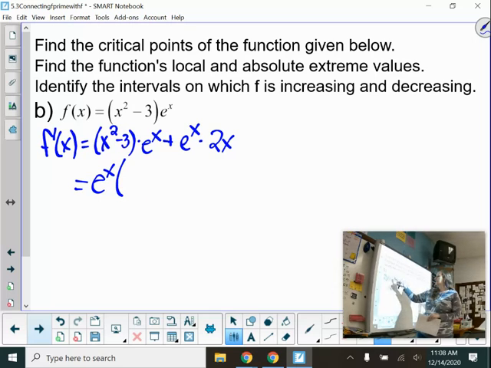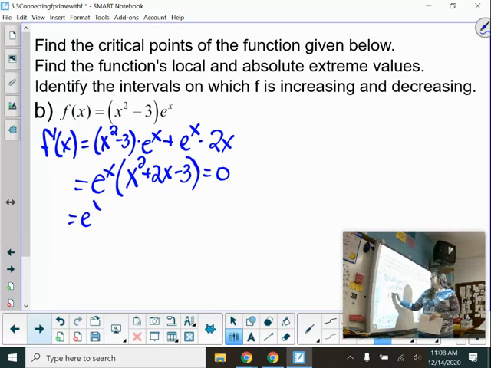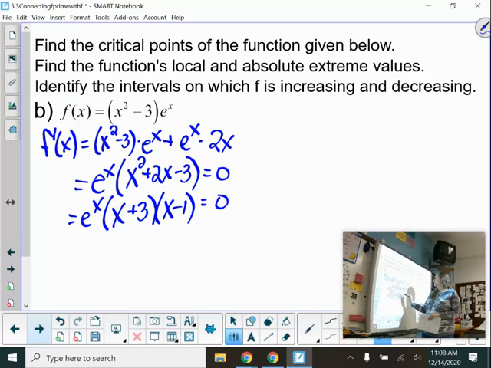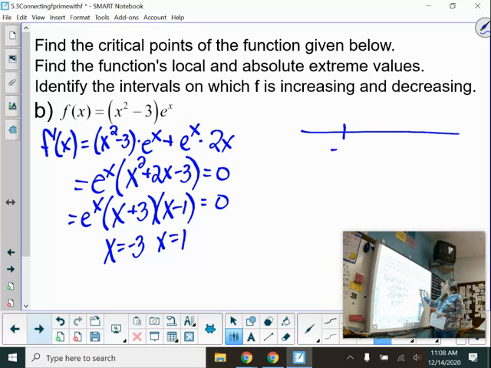Whenever I take the e to the x out of here, I'm left with x squared minus 3. When I take it out of this one, I'm left with a 2x. So this is going to be x squared plus 2x minus 3 whenever I rearrange it. And then we're going to factor and solve this. So x plus 3, x minus 1. The e to the x is never 0, so that's why I didn't actually set that part equal to 0. e to the x is always going to return you a positive number. So negative 3 and positive 1 are the values that I'm going to be testing in my number line.